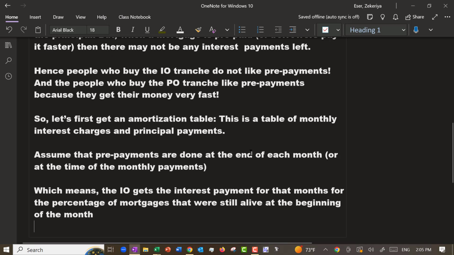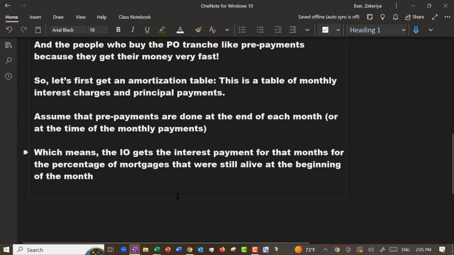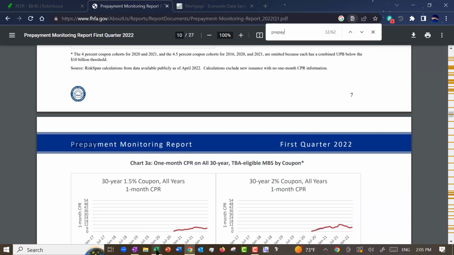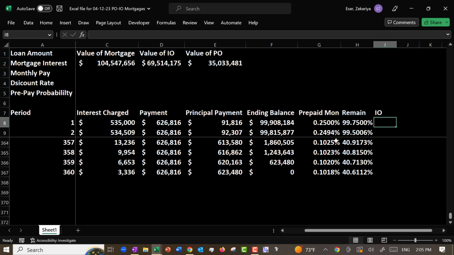If we know what IO is getting, we know what PO is going to get. Okay, yeah, let's see. Or since I know the value of mortgage, actually, I don't know the value of the mortgage, because of the prepaid, it could change. Let's see.